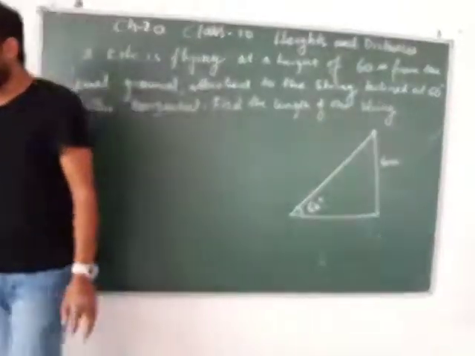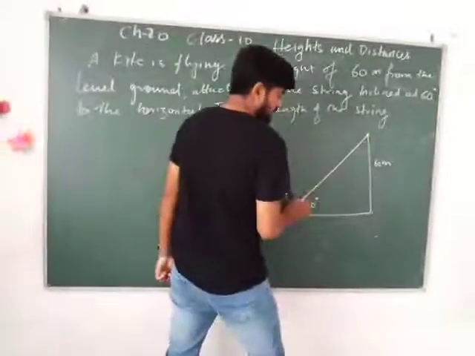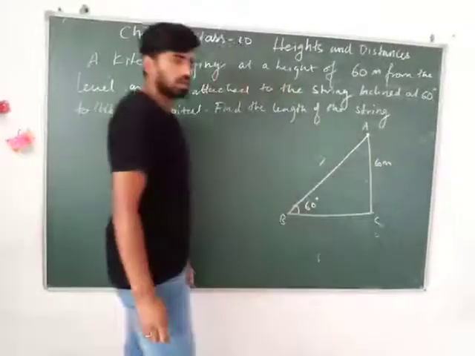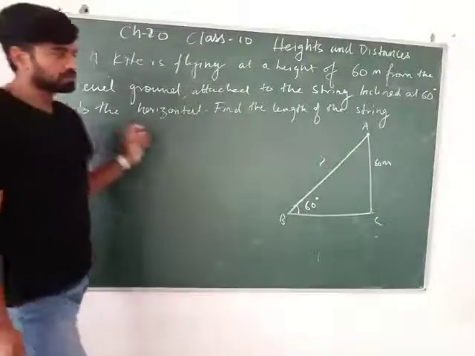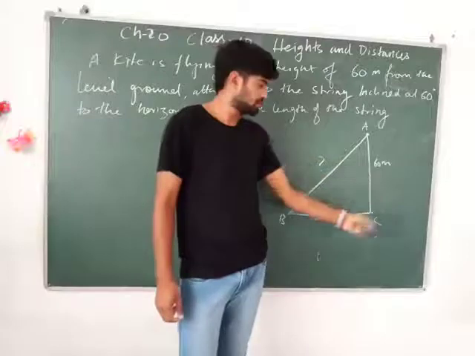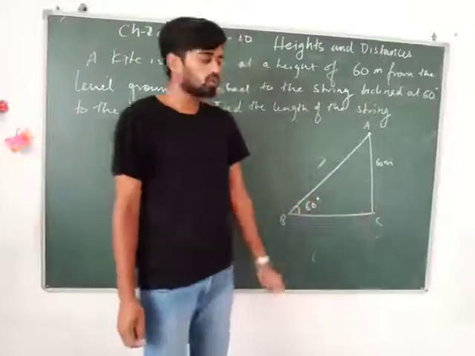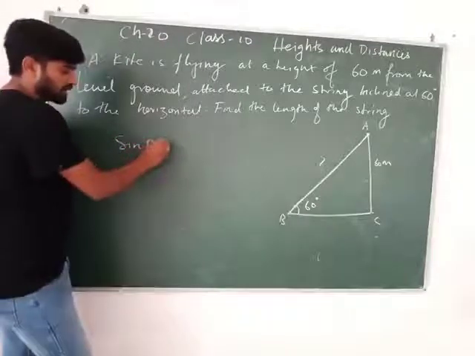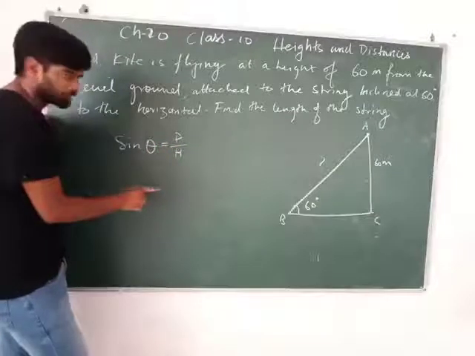I have to find the length of the string. Now you know how to figure out the length of the string. This is the string, and we have to figure out its length. So I'm just naming this A, B, C, right? Now, what do I have to find? The hypotenuse. What is given? Let's say if I talk about this angle, then what is this? This is the altitude. So if I carefully look at the altitude and apply sin theta, what is the value of sin theta? Perpendicular over hypotenuse, that's what it is.